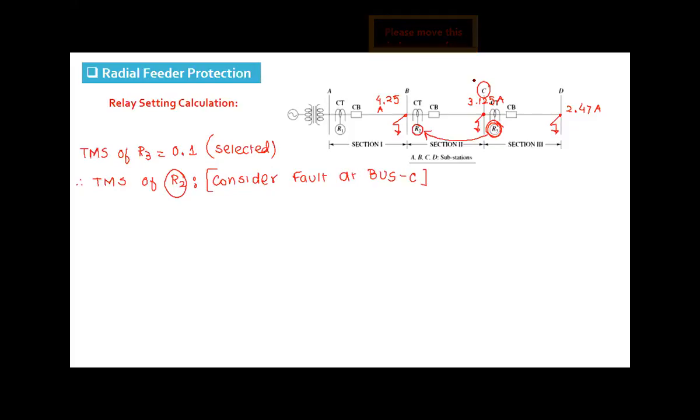For R3 there is nothing to do, because R3 is the last relay. So for that no rule is applicable. You can directly select the minimum, that is 0.1. Okay. Now clearly understand the process. For this fault at bus C, first find the time of operation of R3. Once you find the time of operation of R3, add a margin to it. That will be the time of operation of R2, and from the time of operation of R2 you will find the TMS of R2.